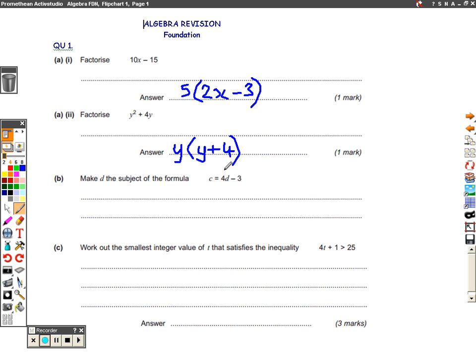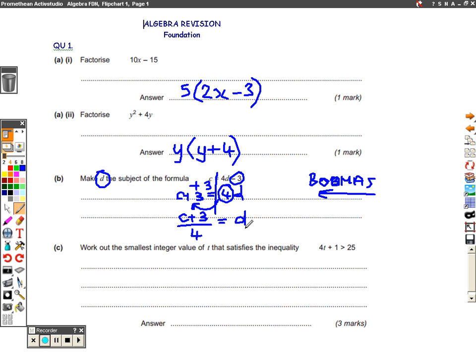Okay, make D the subject of the formula. To make something the subject of the formula means get it on its own, so put a line down the middle. Now, if you are not sure of what you want to move, then do BODMAS backwards. Okay, so move any addition or subtraction first. So we're going to move the minus 3, which becomes plus 3. C plus 3 is equal to 4D. Okay, we want to then move the 4, which comes across and becomes divide by 4. So C plus 3, all divided by 4, is equal to D.